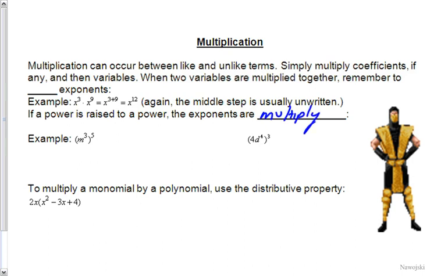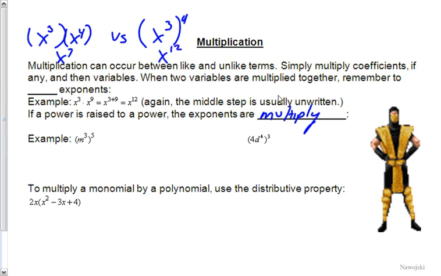Okay, see, this is the difference. X to the third times x to the fourth versus x to the third to the fourth. This is a multiplication. You add: x to the seventh. This is a power to a power. You multiply: x to the 12th. Okay. That's the difference.